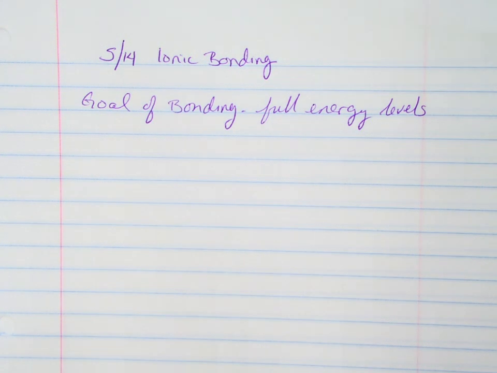Okay, ladies and gentlemen, today we are talking about ionic bonding. There's three types of bonding: ionic bonding, covalent bonding, and metallic bonding. Ionic bonding is where we're starting because I think it's easiest. But the goal of all bonding, whether it's metallic or covalent or ionic, is to get full energy levels.